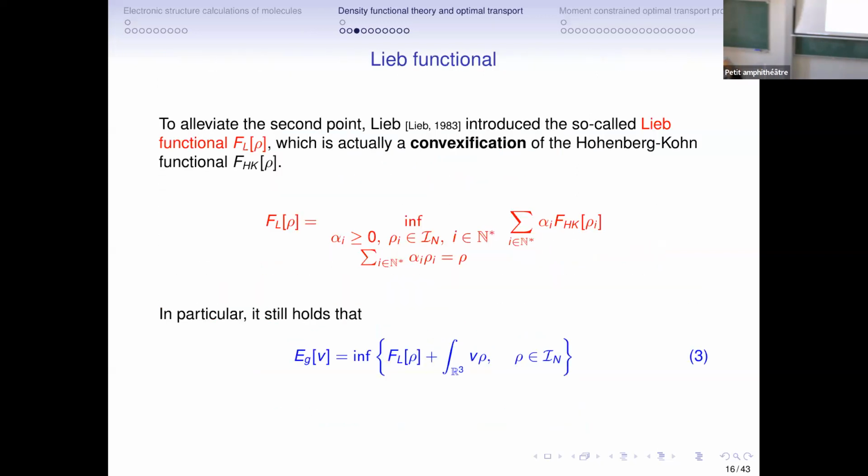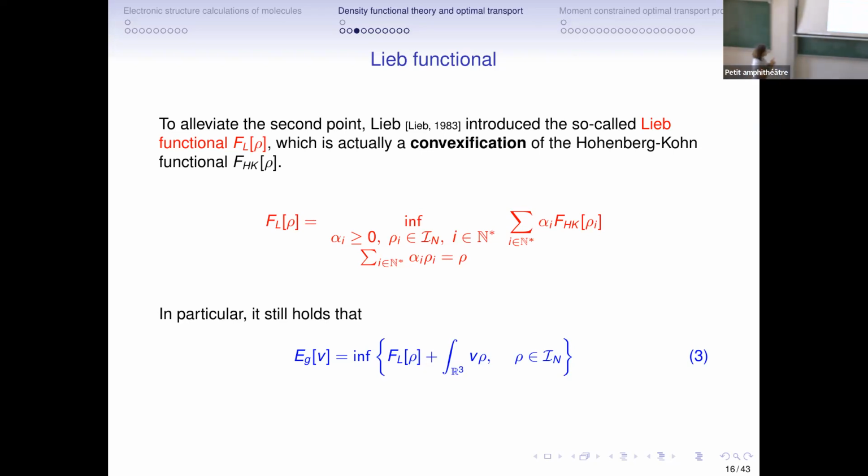This is the reason why Lieb introduced another functional, called the Lieb functional, which is just a convexification of this Wendell functional. It is another functional which depends on an admissible electronic density. It's denoted by FL of rho, and you can define it as the infimum of all convex combinations of the values of the Wendell functionals taken over all possible convex combinations of electronic densities. It's made to be a convexification of this Wendell functional.